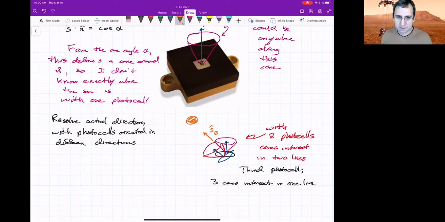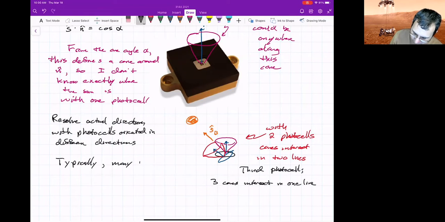And in practice, multiple photocells are used for redundancy, and they're all over the spacecraft, right? Because we don't know exactly which side the sun's going to be on. And you could come up with an algorithm to figure out exactly which way the sun's pointing. So many photocells for redundancy, all over the spacecraft.